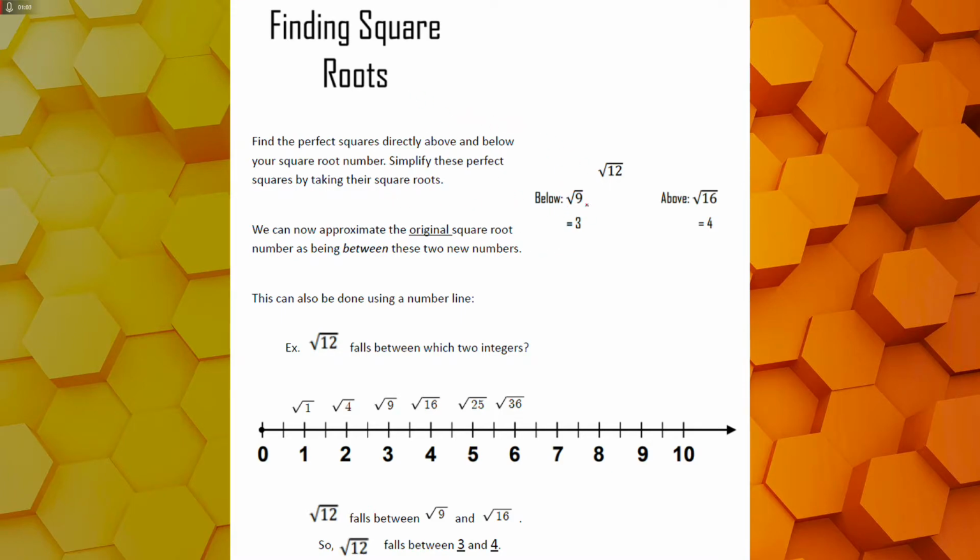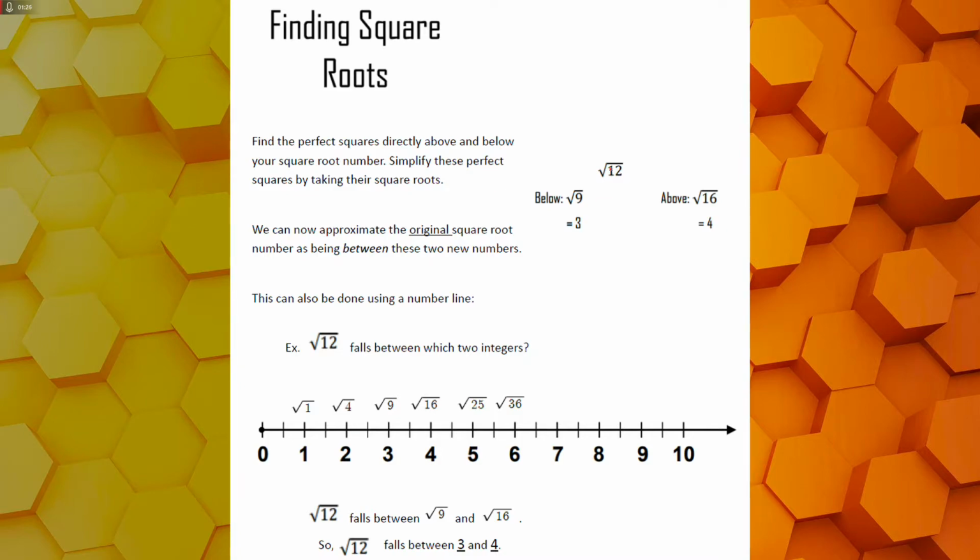So I know we could find the square root of 9 like we can over here, and we could find the square root of 16, but what if I asked you to find the square root of 12? 12 is not a perfect square, so I don't really know how to find the square root of 12. But we can use those other perfect squares that we do know to kind of estimate where this square root of 12 would be. So first you're going to find the perfect squares directly above and below that square root number.